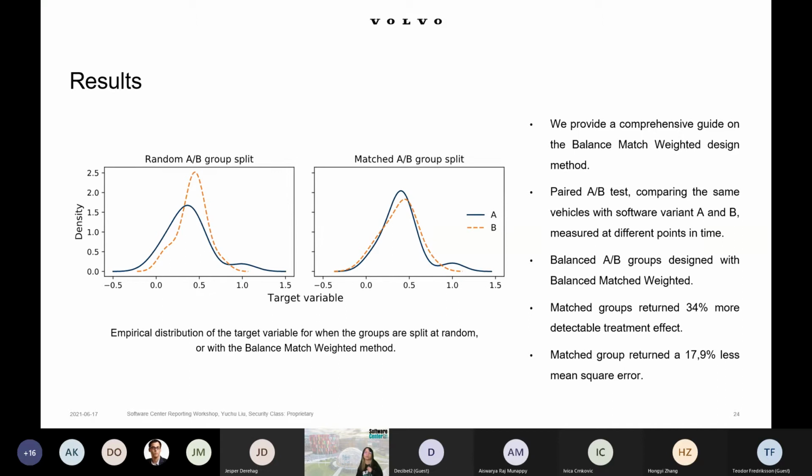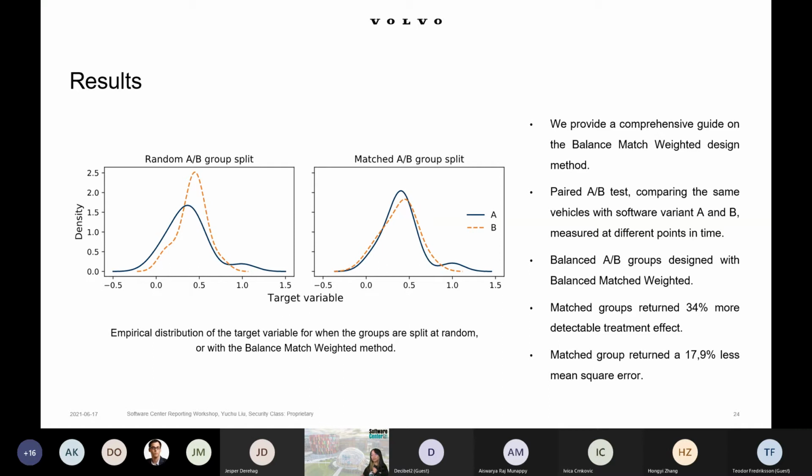And what happens is that you can see the empirical distribution of the target variable when the groups are split at random to your left, and when the groups are split with the BMW method. You can see that before the treatment is applied, the empirical distribution of the fuel consumption is incredibly similar for groups A and B, which means that after the treatment is applied to group B and we see a shift in the distribution, we can conclude that the shift comes from our software change.